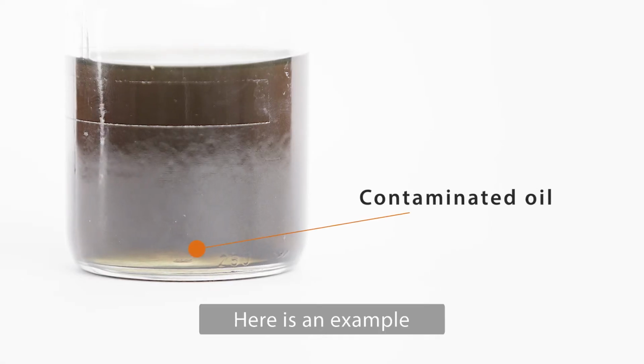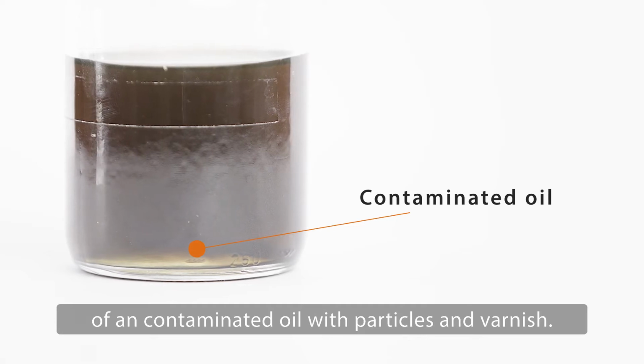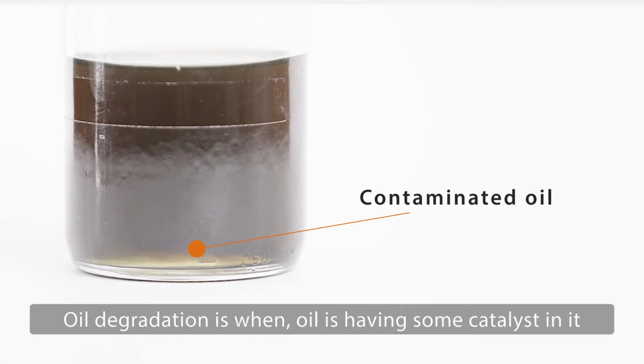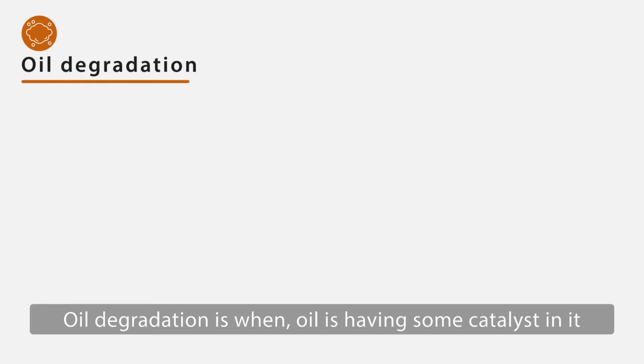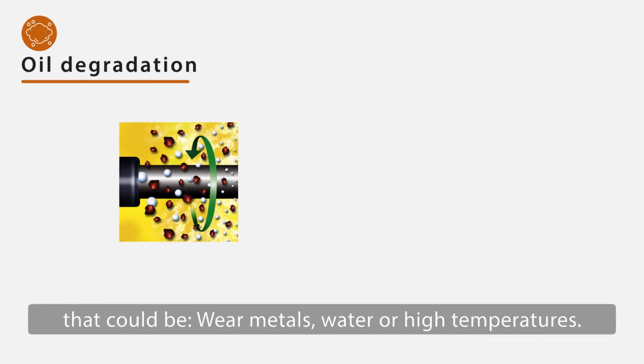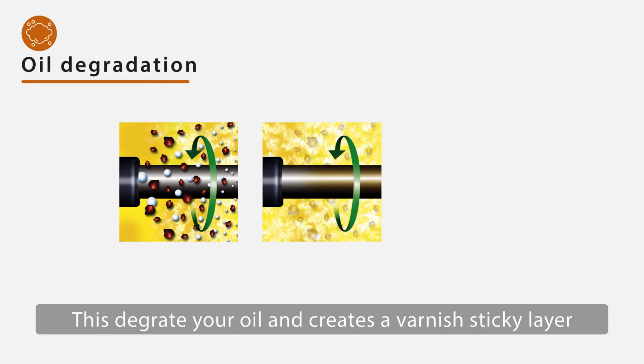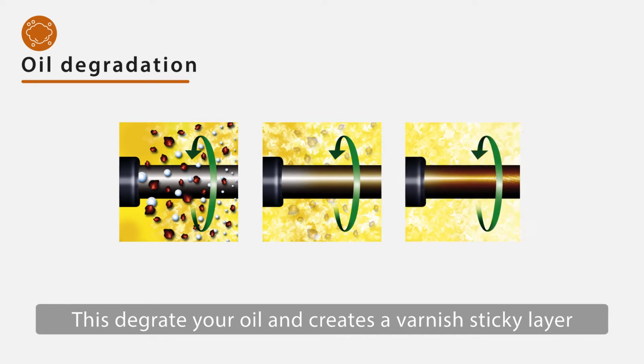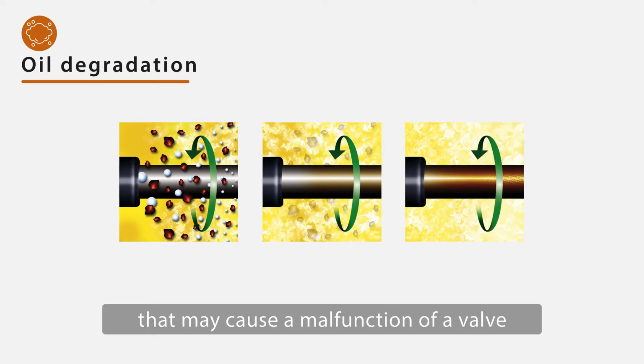Here is an example of a contaminated oil with particles and varnish. Oil degradation is when oil is having some catalyst in it. That could be wear metals, water, or high temperature. This degrades the oil, creates a varnish sticky layer that may cause a malfunction of a valve.